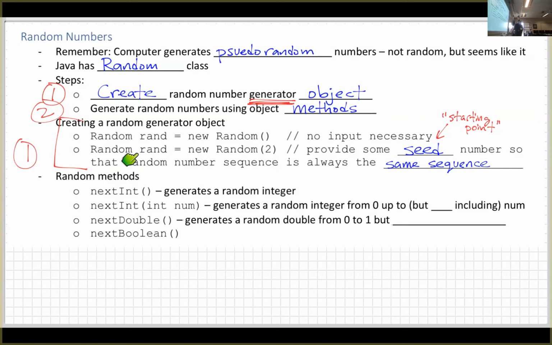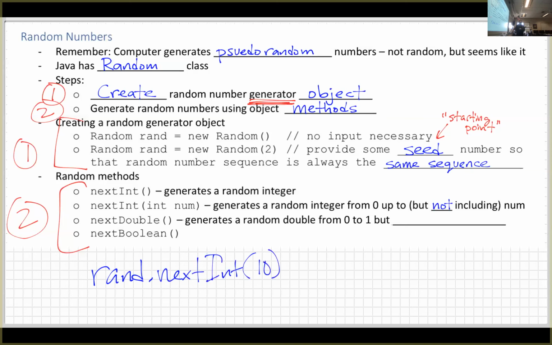So once we have the object, then we could actually start generating numbers. And this is step two, where we use any of these methods, nextInt, nextDouble, nextBoolean, to get an integer, a double, or a random boolean. Now with nextInt, we can also supply an input to it. And when we do, we get a number starting from 0 up to, but not including, that number. For example, if I did rand.nextInt(10), it will generate a random number between 0 and 9.